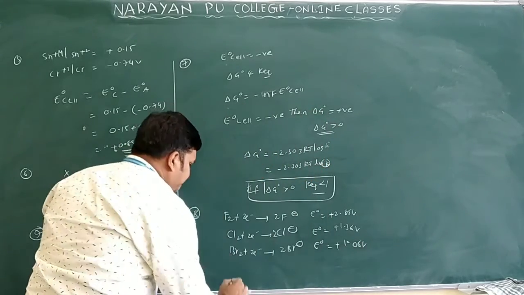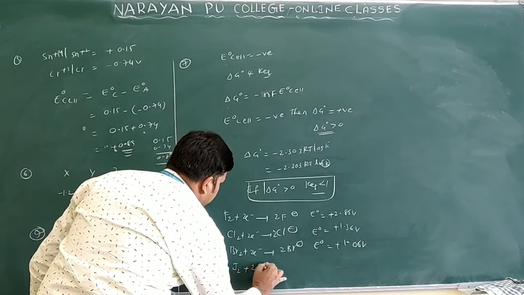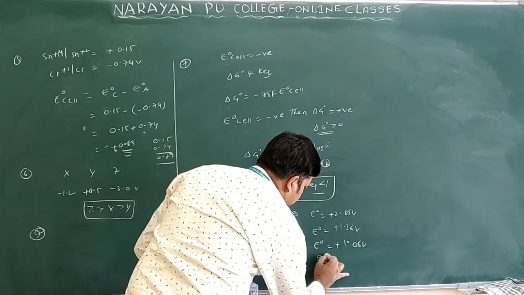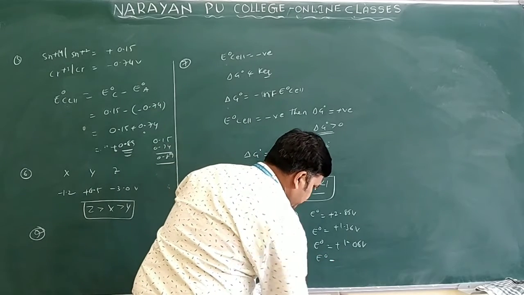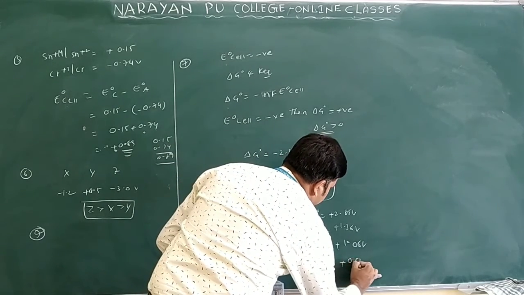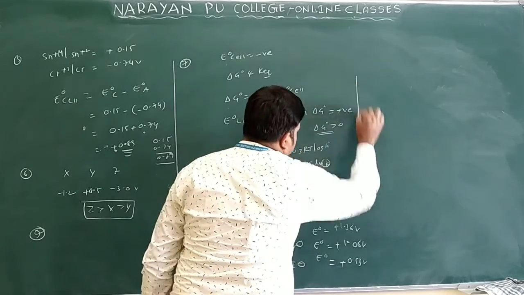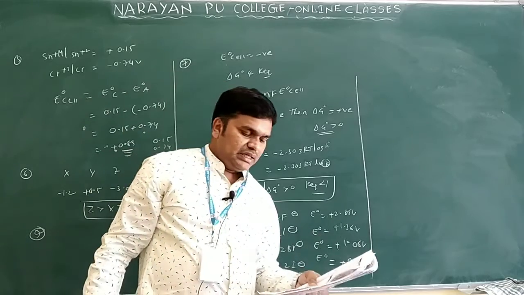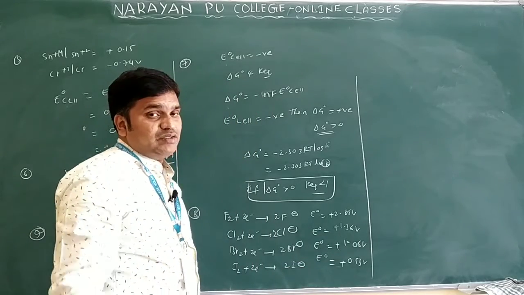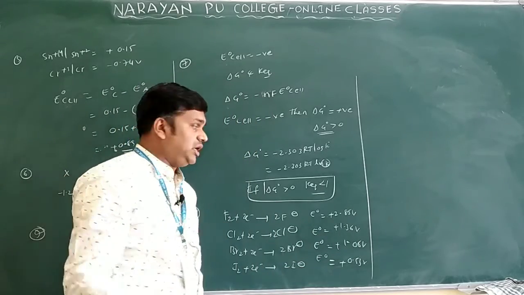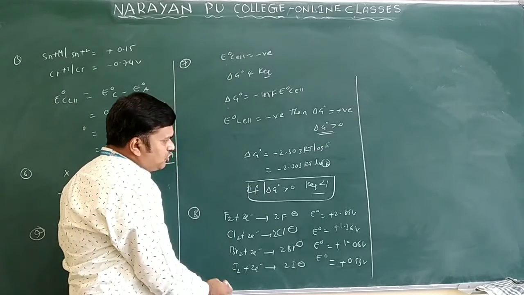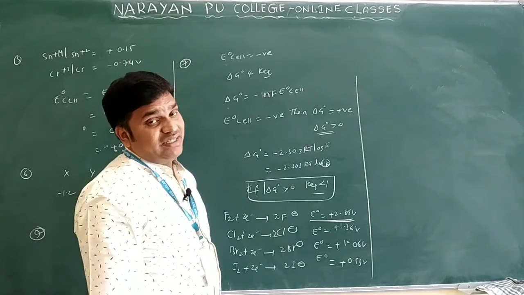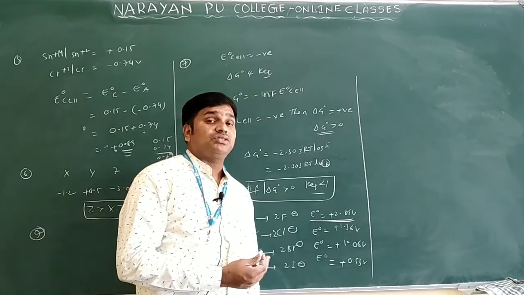The last one is I2 plus 2 electrons gives rise to 2I minus, E naught is equal to plus 0.58. Now what do they ask here? The strongest oxidizing and reducing agent. For the strongest oxidizing agent, the more positive value. Fluorine to iodine, which one has the highest value? Plus 2.85 is the highest value, so this is the strongest oxidizing agent.